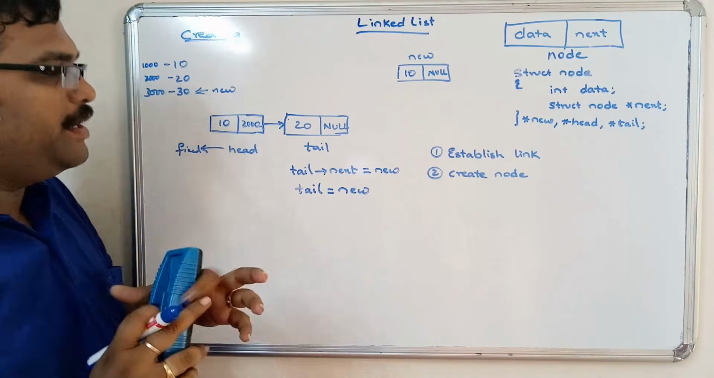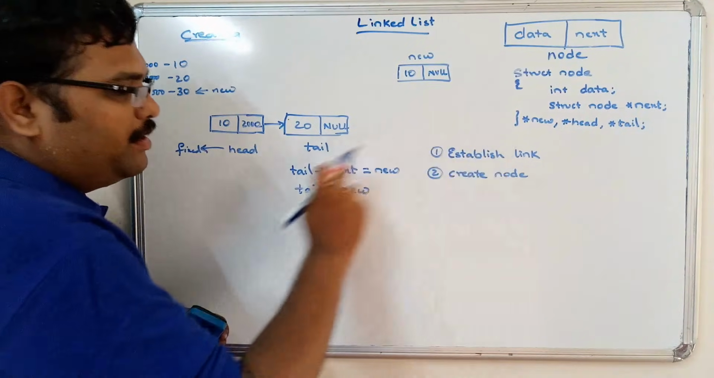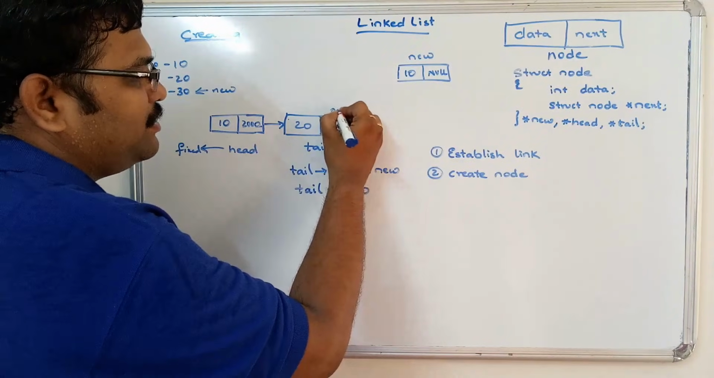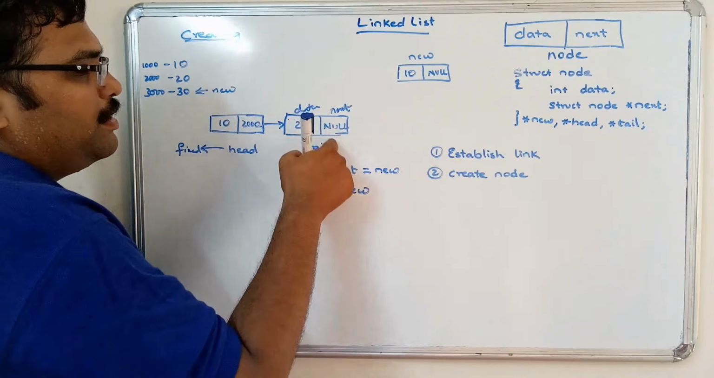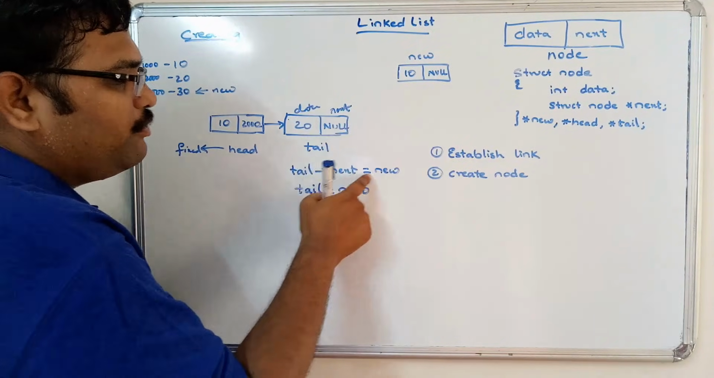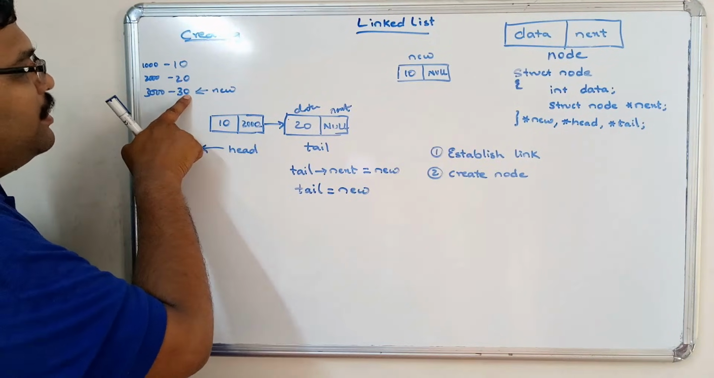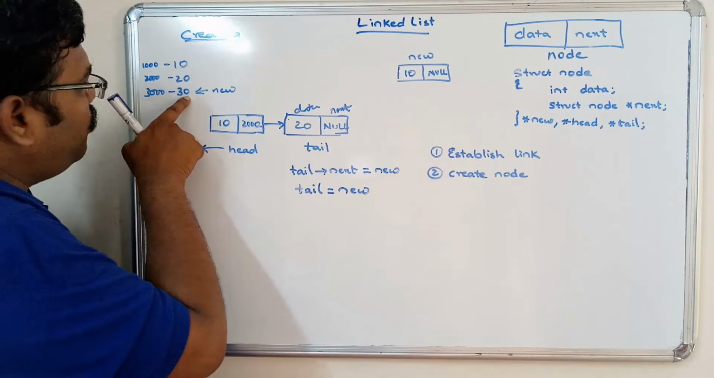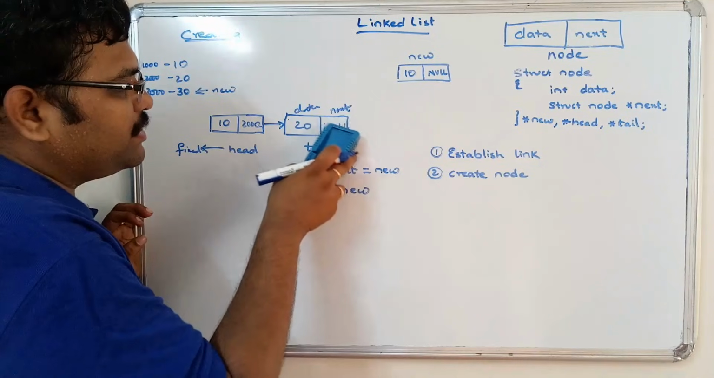New will be third element. Now again, first we have to establish the link. Tail of next. So this is the next. This is the data. Right? So tail of next is equal to new. New means 30. The memory address of 30 is 3000. So that will be assigned to tail of next.